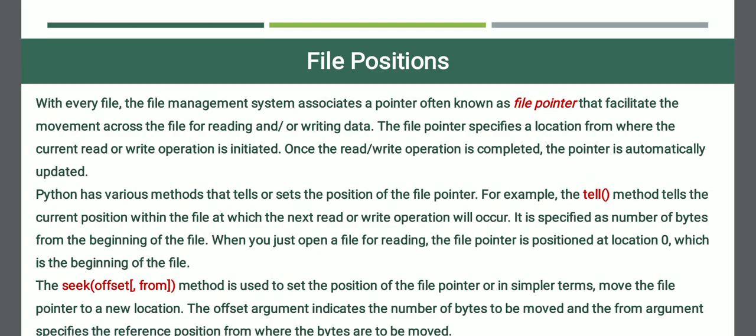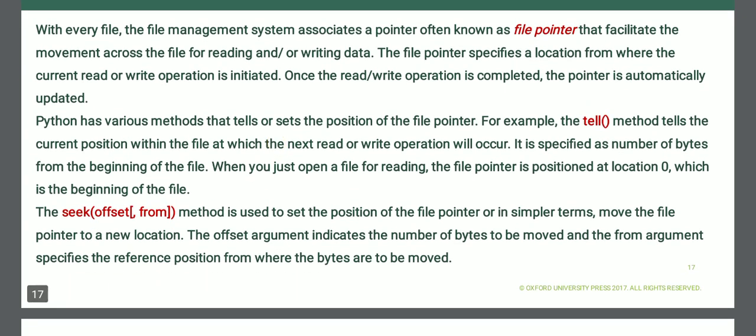For example, the tell method will tell the current position within the file at which the next read or write operation should occur. It is specified as a number of bytes from the beginning of the file. So when you just open a file for reading, the file pointer is positioned at location 0, which is very important. As soon as you open a file, the file pointer will be placed at location 0, which is nothing but the beginning of the file.